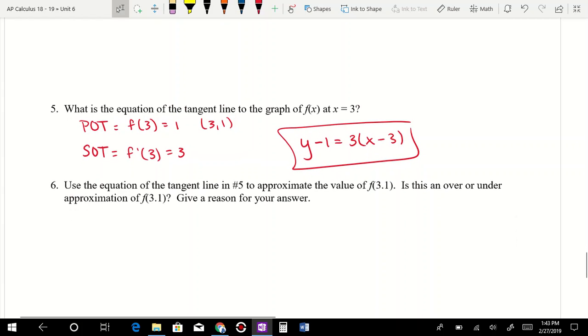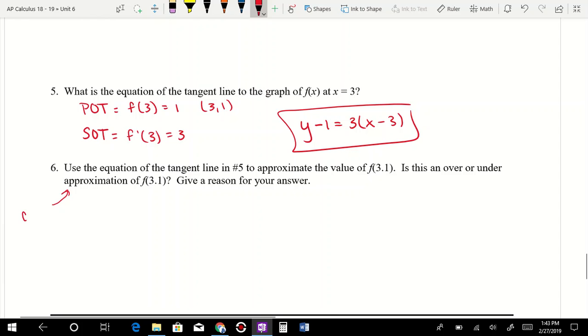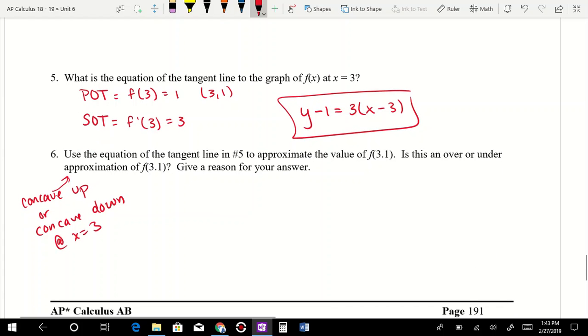So now use that equation to approximate the value f of 3.1. We want to know if it's an over approximation or an under approximation. And I'm going to help you out with that by giving you some information. You want to know, are we concave up or concave down at x equals 3? Right, that will help you determine if we're going to be an over approximation or an under approximation.